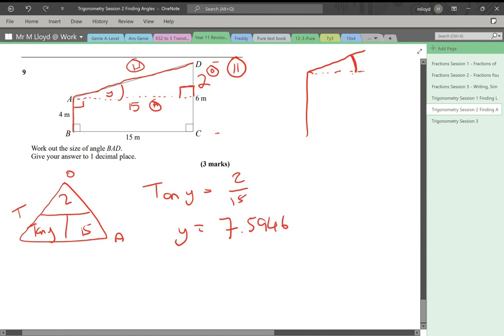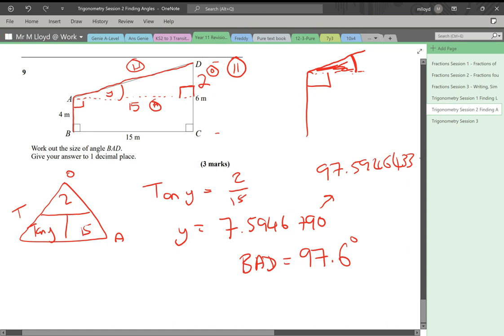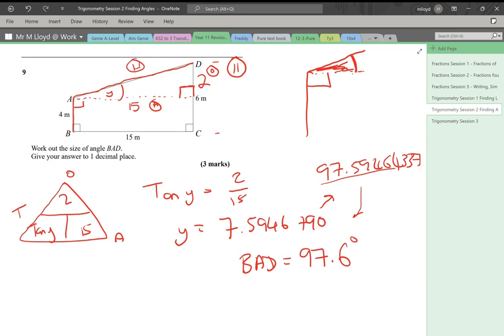That's not my final answer. That's just on the diagram top right. That's just that bit there. I need to add 90 degrees to complete this one. So BAD equals 97 point, and I'm going to call it 97.6 because it's asked for one decimal place, but that's also a bit naughty. I should write down that that's 97.59464337 because it has been known for people to get that answer, round it wrong, and still get full marks because the mark scheme hasn't punished you for an incorrect rounding error.